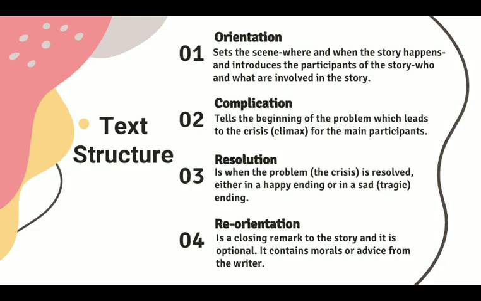And after complication, the story usually have the resolution, or it can be called the third structure, which contains the resolution of the problem or the crisis, and it may be a happy ending or a sad or tragic ending. The last structure is reorientation. Reorientation usually contains a closing remark from the story, or it contains moral or advice from the writer, like that. That the structure of the short stories or narrative text.